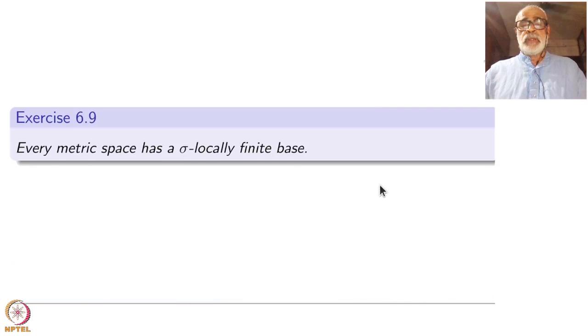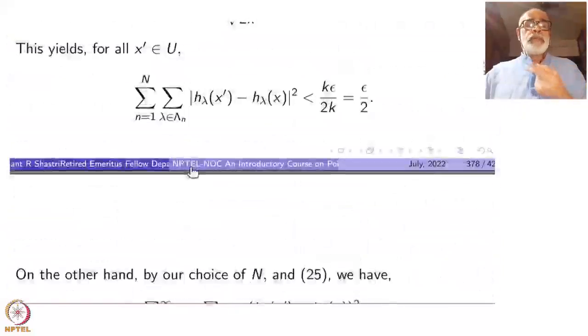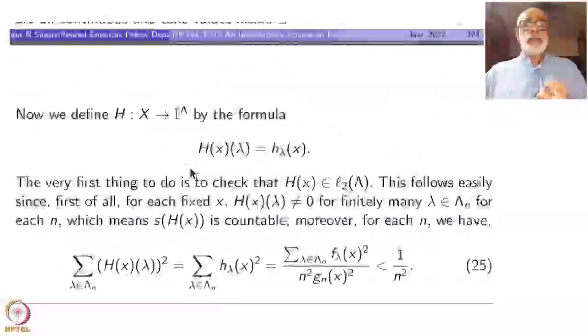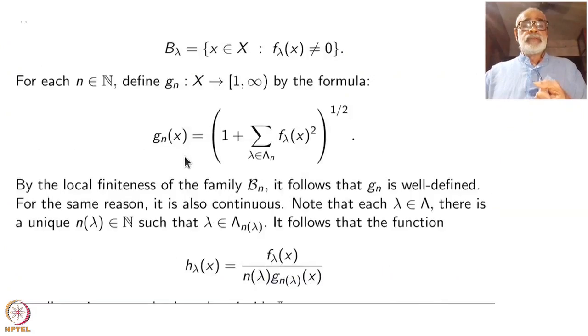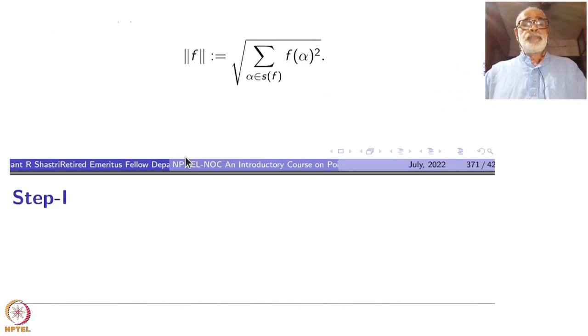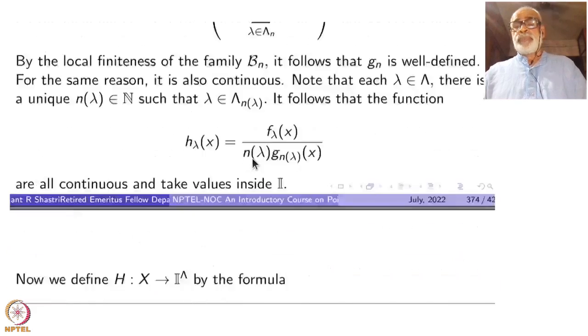Okay, so here are a few exercises for you. One exercise here, which is not very difficult at all: every metric space has a sigma locally finite base. Okay, I have put it already as an exercise and I have put it separately in the proof somewhere. I should prove this one as an exercise, remember? So I have separately mentioned it, that's all, maybe in the earlier theorem, never mind.